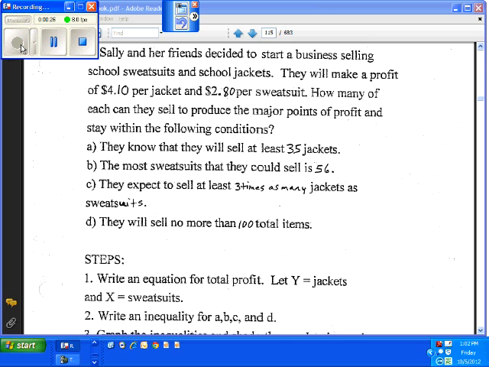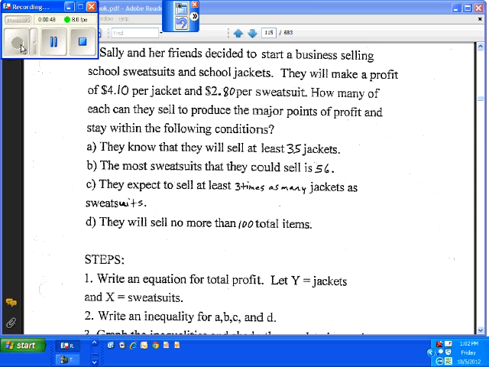following conditions? A says they know that they will sell at least 35 jackets. B, the most sweatshirts that they could sell is 56. C, they expect to sell at least 3 times as many jackets as sweatsuits. And D, they will sell no more than 100 total items.